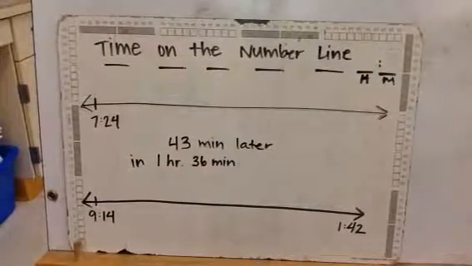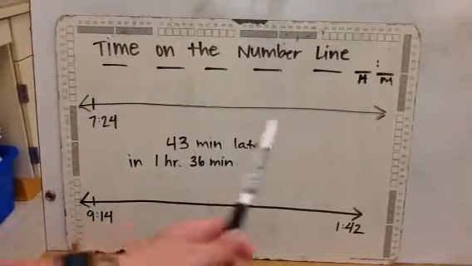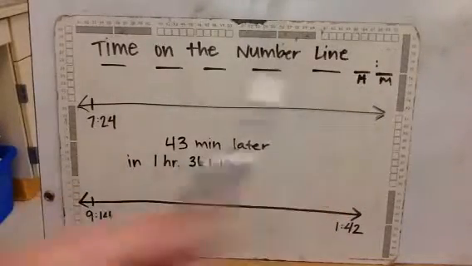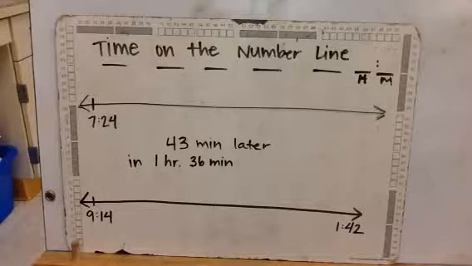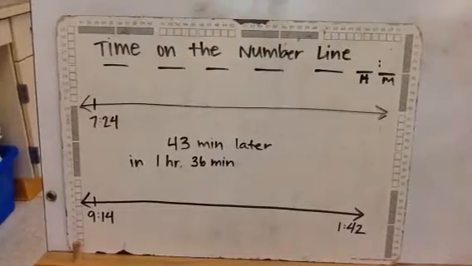So just so that we're all on the same page, time is shown in hours and minutes, and the reason that that's important is because we're going to make jumps on the number line in hours and in minutes. So it's very similar to place value, how we make hops with tens, hundreds, and ones. So here we'll be hopping by hours and minutes.